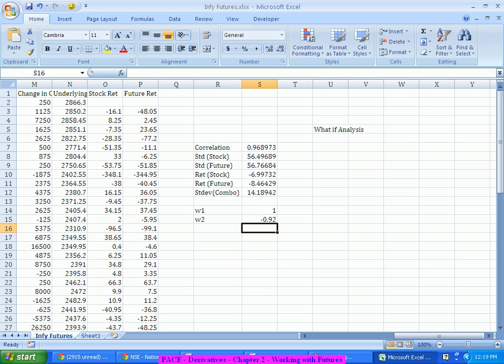I need to know what is the exact number where my risk is the minimum possible. That is where I depend on some what-if analysis tools of Excel. One tool I can depend on is the tool called Goal Seek. I know what is my goal. My goal has to be close to 0. My standard deviation should be close to 0.